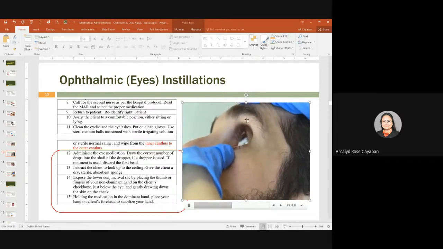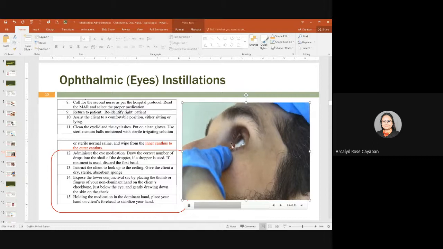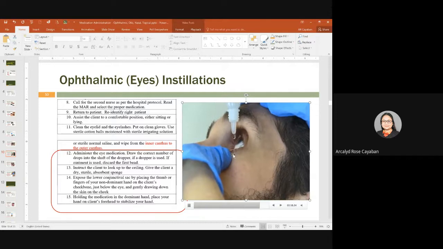medication. And the medication should be how high? It should be between 1 to 2 centimeter. The tip of the dropper should be between 1 to 2 centimeter away from the lower conjunctiva. Okay? So if you notice here on this video now, the nurse is holding the dropper on the top portion. But before that, please take note, please discard the first drop before administering to the eye of the client.